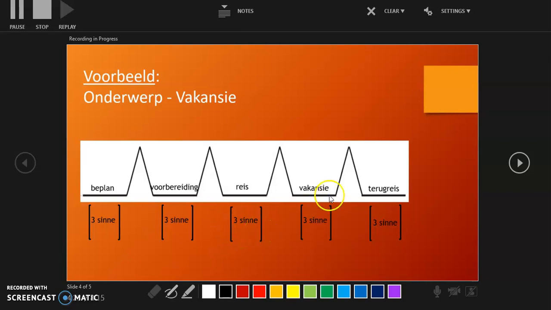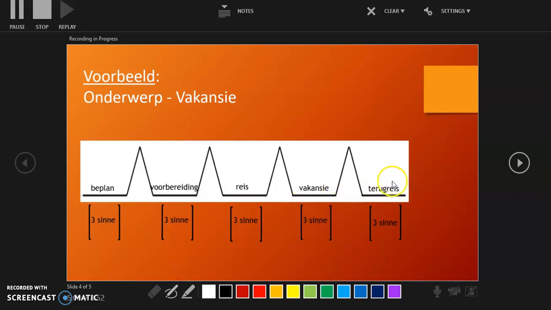Then we actually get to the topic, which is vakansie, holiday. Now over here, you can write 3 sentences on your holiday. In other words, what activities, what did you do? So you got to your holiday destination. Now you can tell us a little bit about what you did. Let's say you went to the beach. You can write 3 sentences on activities. So this is just your activities. What did you do while you were on holiday? Then over here you will write your 3 sentences again.